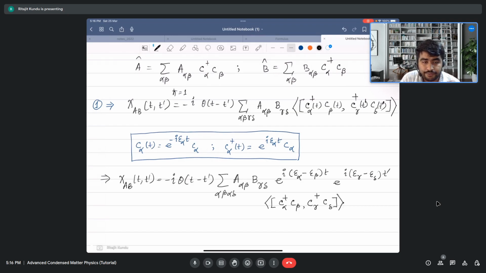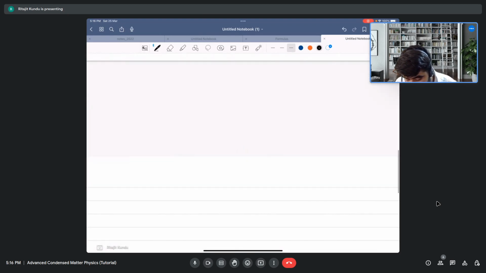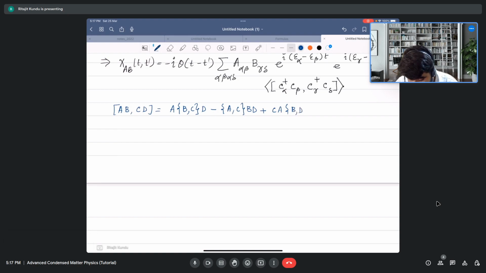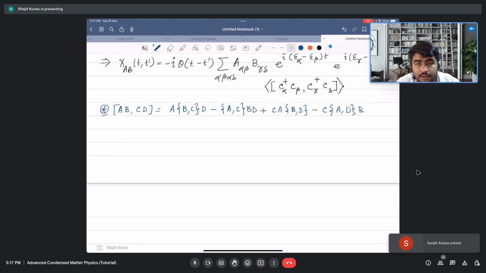Now what we will do is use a very useful identity of these commutator brackets. Let me first write it down. If we have a four operator commutator, something like this, then you can write it in terms of anti-commutators in this way. This is a very useful identity that makes many calculations very simple. So we'll use this identity on this commutator bracket.